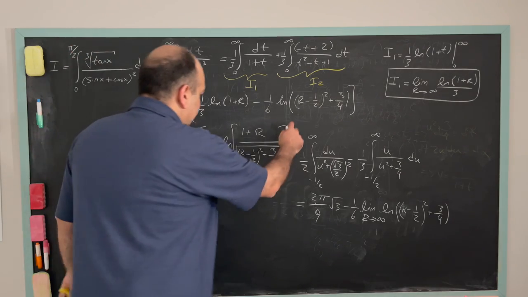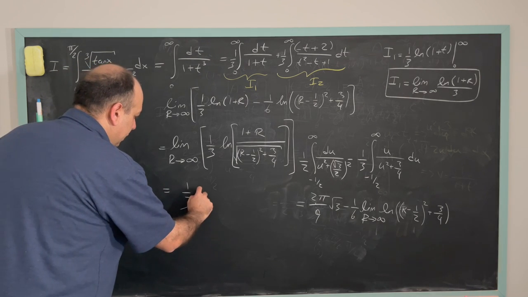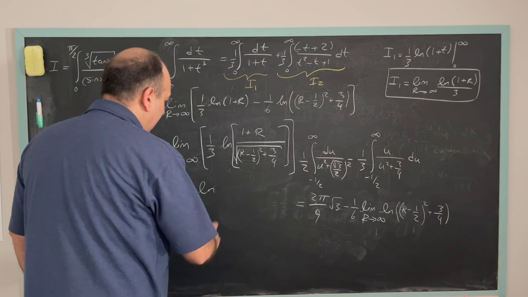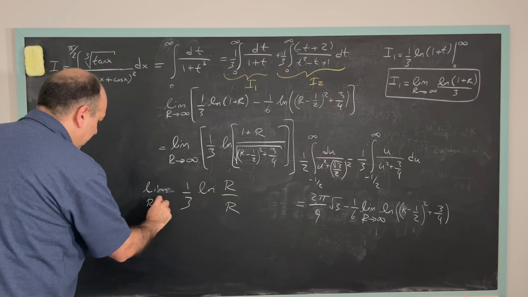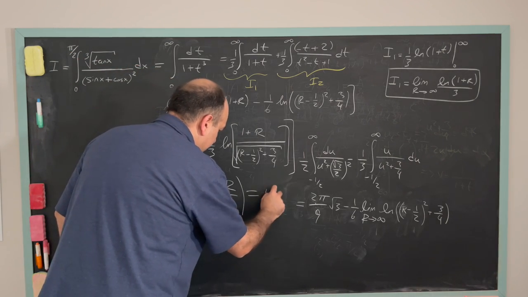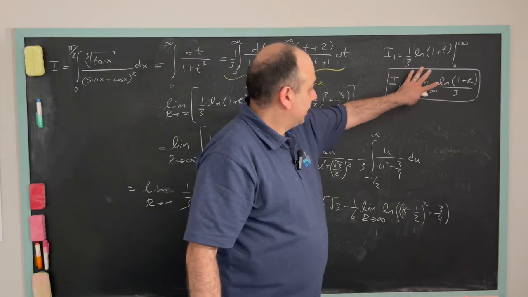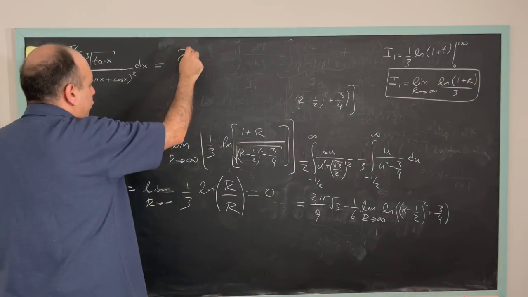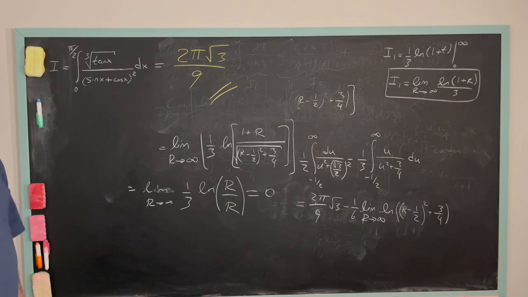When I take this limit as r goes to infinity, this becomes 1/3 ln of r over r, right? The limit as r goes to infinity of ln of r over r is nothing but 0. So in the end, when I combine this divergent term and that divergent term, they simply cancel each other out. So in the end, my answer is 2 pi square root of 3 over 9. And this is the correct answer.